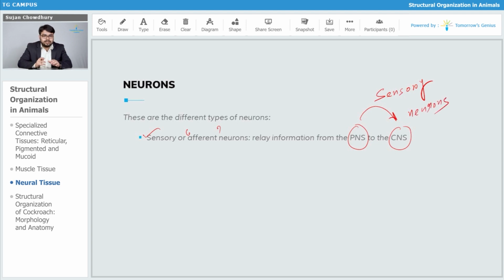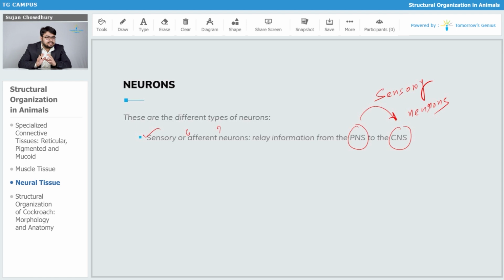So these are very important for us. They help the impulse reach from the outer surface of the body, from the receptors, to the central nervous system for processing of that information, and an order is then sent back to the effector, which will eventually show a response.